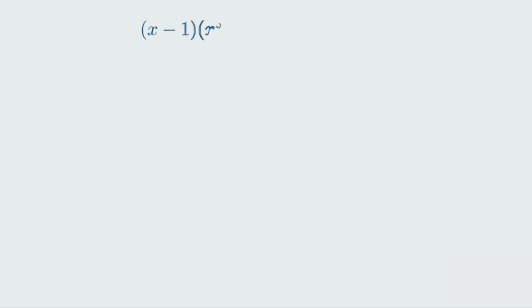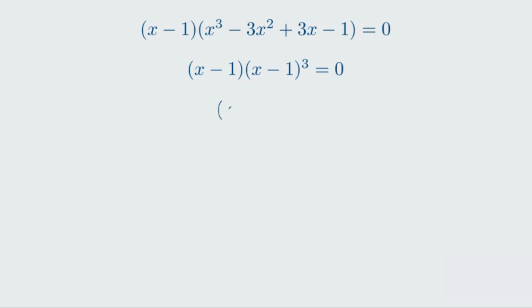So, we can rewrite our original equation by substituting x minus 1 cubed for the cubic polynomial. This simplifies to x minus 1 to the fourth power equals 0. This is the factored form of our original quartic equation. We have now simplified the problem to solving the equation x minus 1 to the fourth power equals 0. To solve this, we can take the fourth root of both sides. The fourth root of 0 is simply 0.